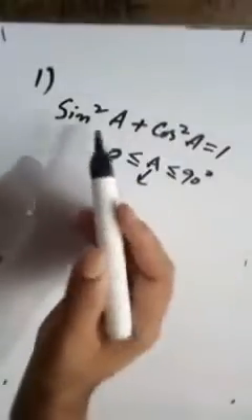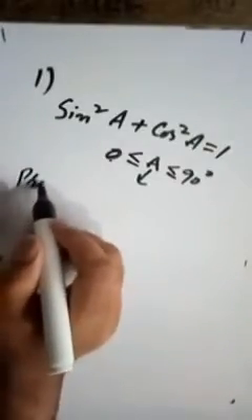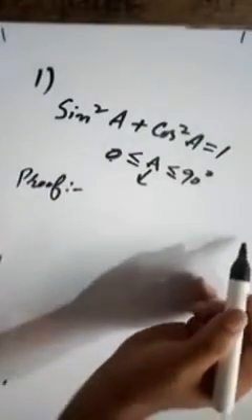Now we will try to prove whether it is true or not. Sine square a plus cos square a is equal to 1. For its proof, I will simply take a right angle triangle.